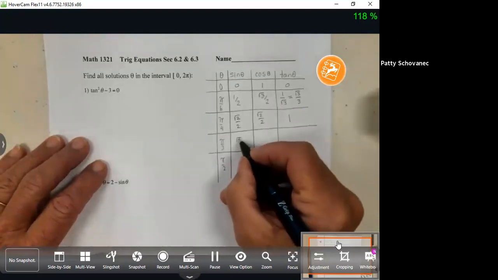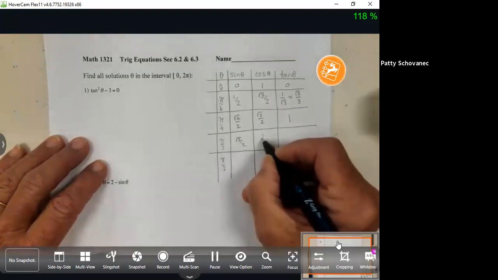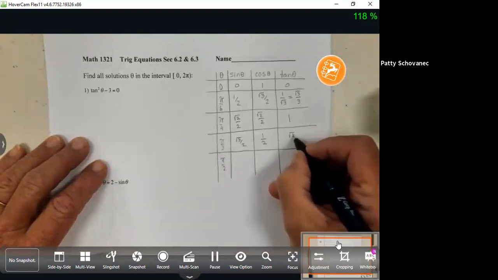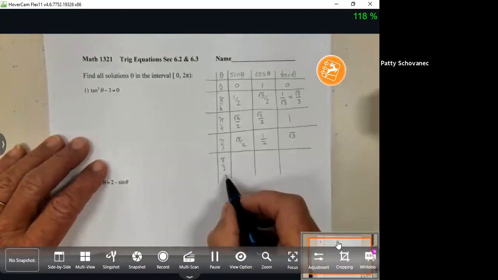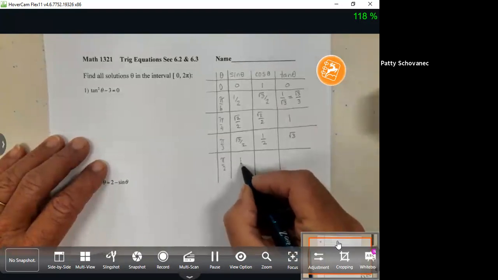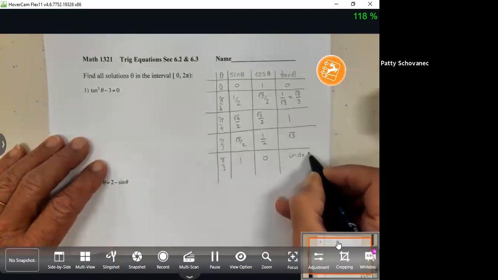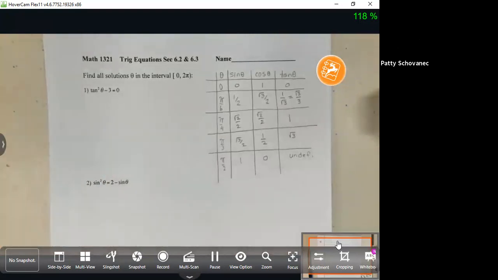Sine of pi thirds is square root of 3 over 2. Cosine is a half. Sine over cosine simplifies to square root of 3. Sine of pi halves is 1. Cosine of pi halves is 0. 1 divided by 0 is not defined.